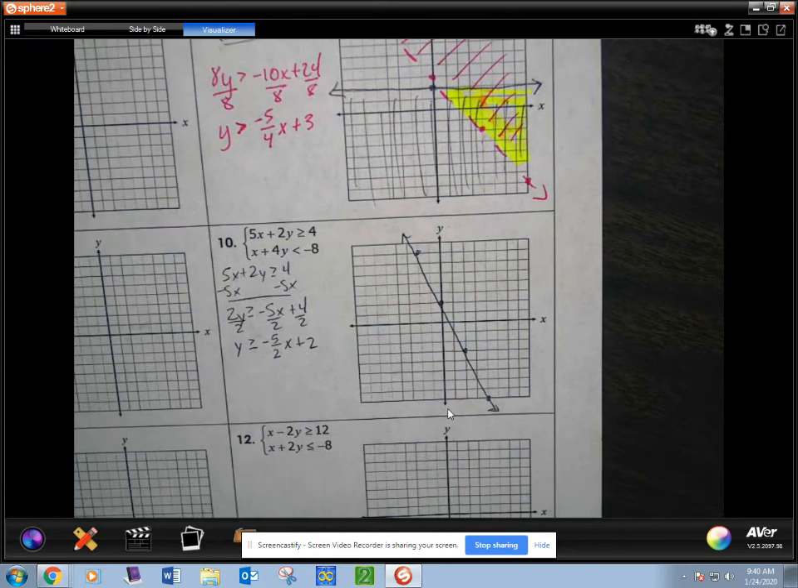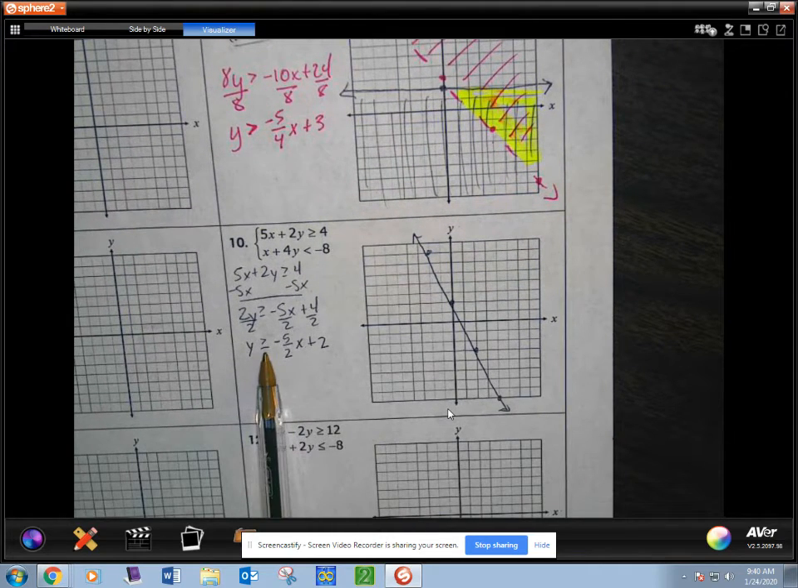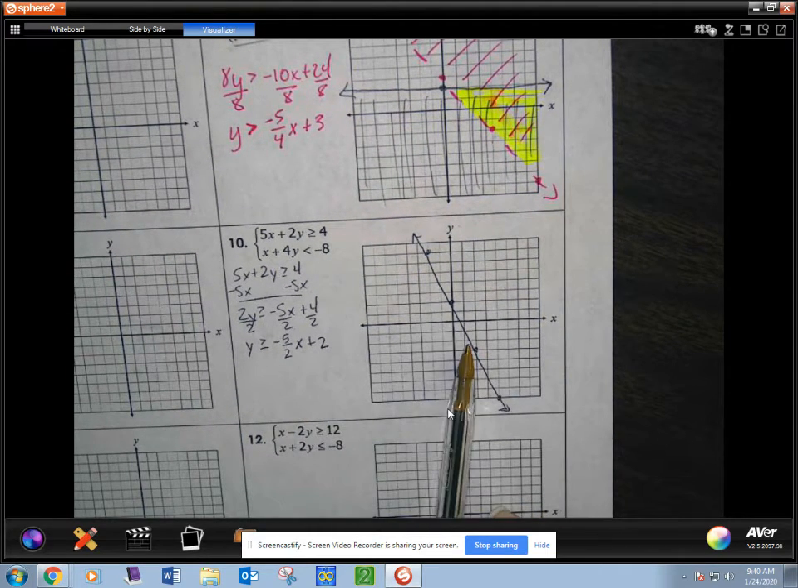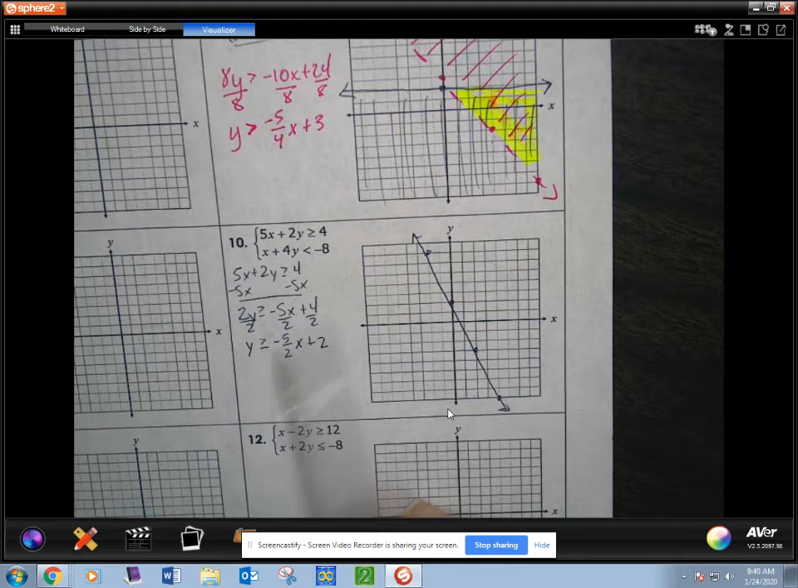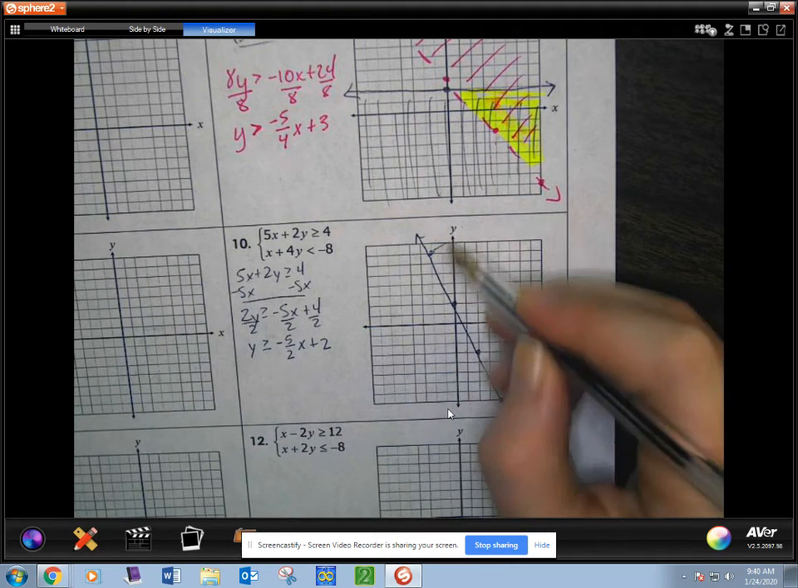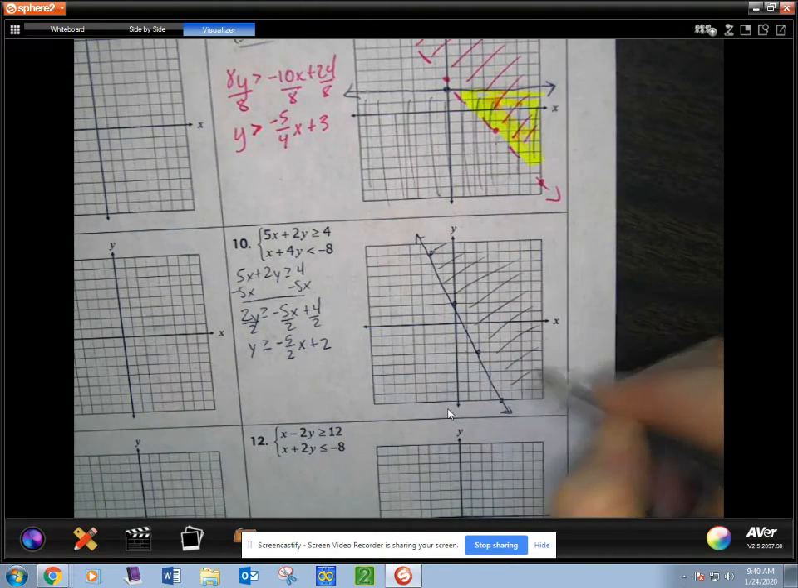Okay, so now this is a greater than or equal to, so I drew my solid line, and greater than means shade above. So if this is a hill, this would be where we could walk, so I would shade this side.